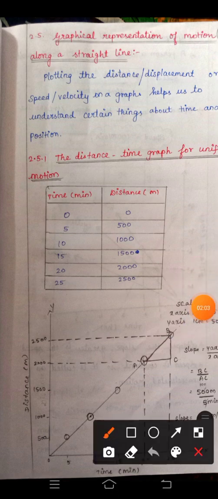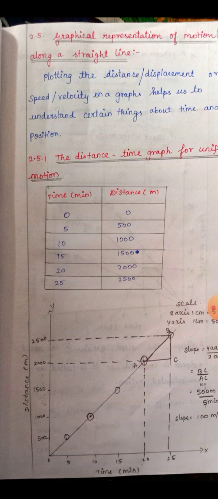See here, 0 to 0. Next is 500. We are plotting the point here. Next is 10, 1000. Likewise, while we are plotting, we are getting a straight line. Next, we are going to find the slope for it. So the graph is a straight line. If the graph is coming as a straight line, it means a person is walking at a constant speed.